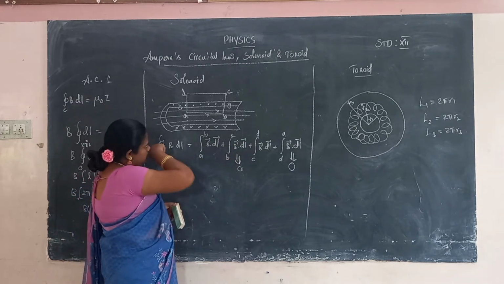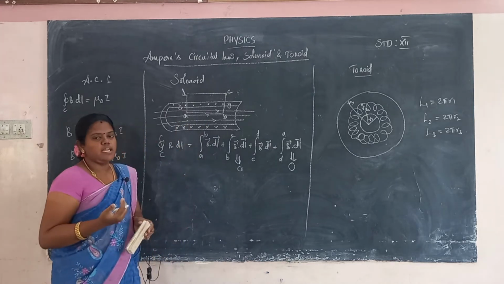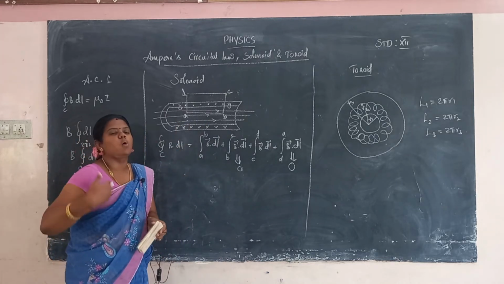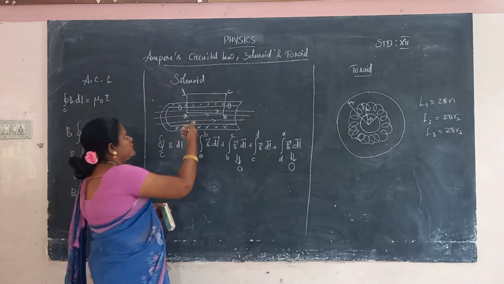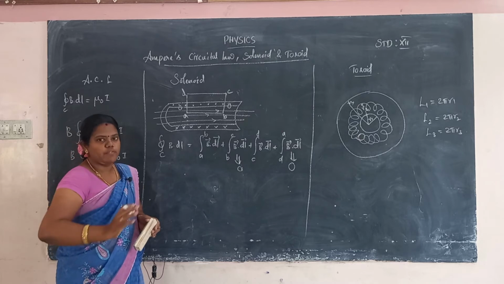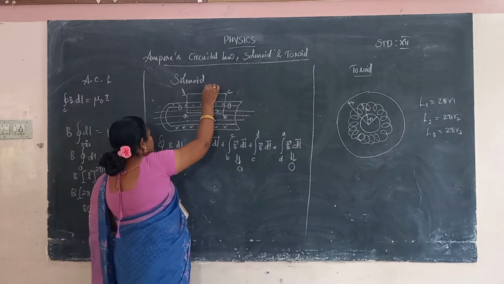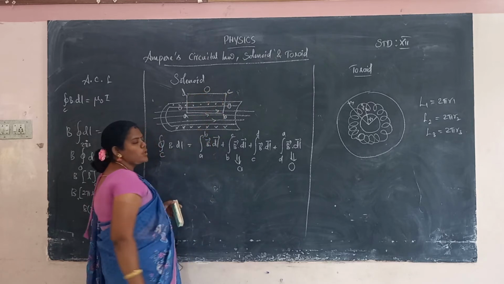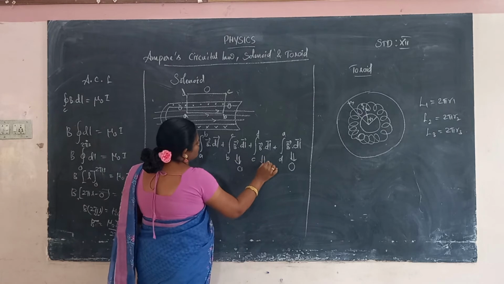Now we have to consider the side C to D. The conductor C to D will be outside of the solenoid. It will be located outside of the solenoid. There is no magnetic field at all, no current at all. So the magnetic field will be 0 at C to D. So C to D is also 0.